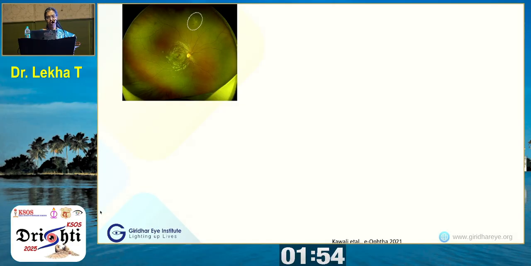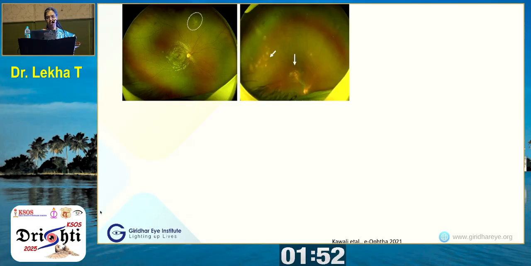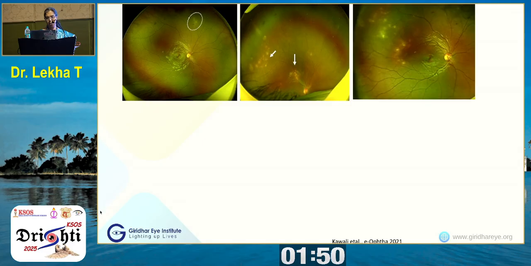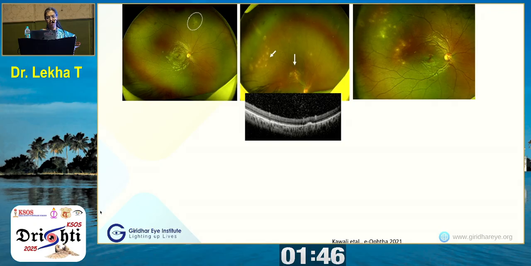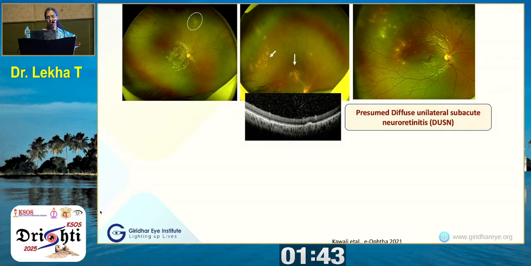This is a young boy with multiple small yellow lesions, which were initially superior, then became temporal, then became closer to the macula. OCT showed outer retinitis with hyperreflective dots in the vitreous. Because the uveitic workup was negative, we diagnosed it as presumed diffuse unilateral subacute neuroretinitis, or presumed DUSN.